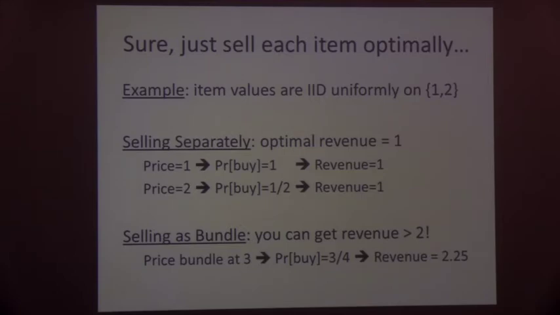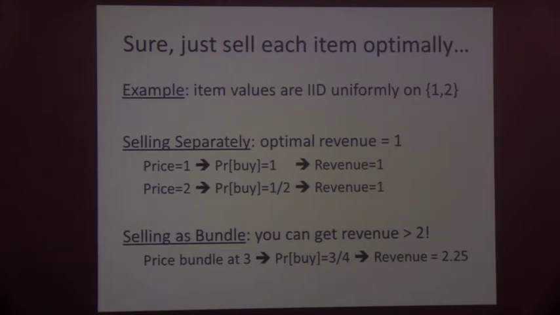If you just set the price equal to one, then the buyers will definitely buy it and you get one. And if you set the price to be two, then there's a one half probability and the expected revenue is one. It turns out that this is the optimal way of doing it.